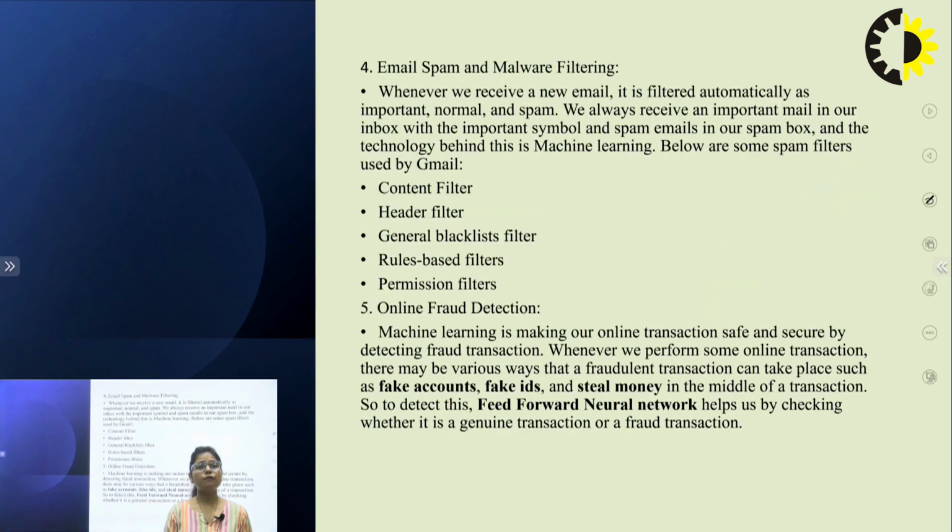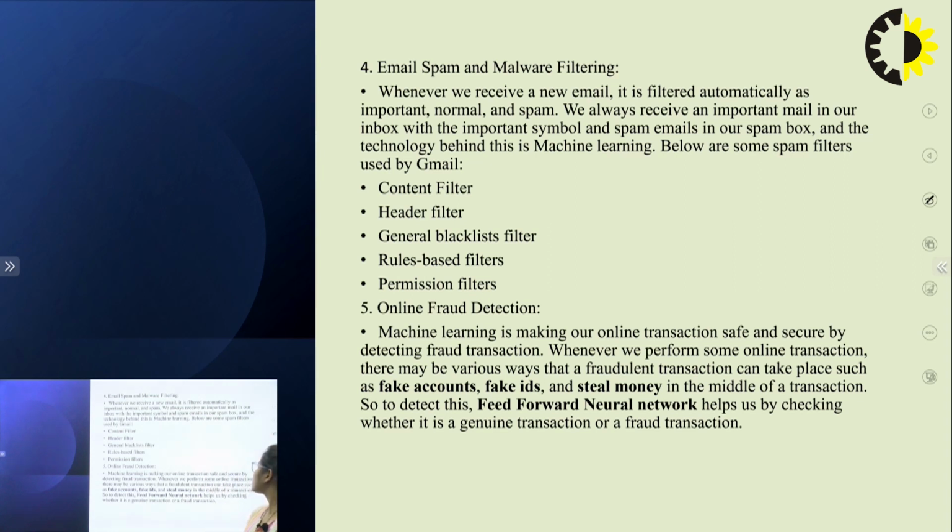Email spam and malware filtering. Whenever we receive a new email, it is filtered automatically as important, normal, or spam. We always receive an important mail in our inbox with the important symbol and spam emails in our spam box. The technology behind this is machine learning. Below are some filters used by Gmail: content filter, header filter, general blacklist filter, rule-based filters, permission filters. Online fraud detection.